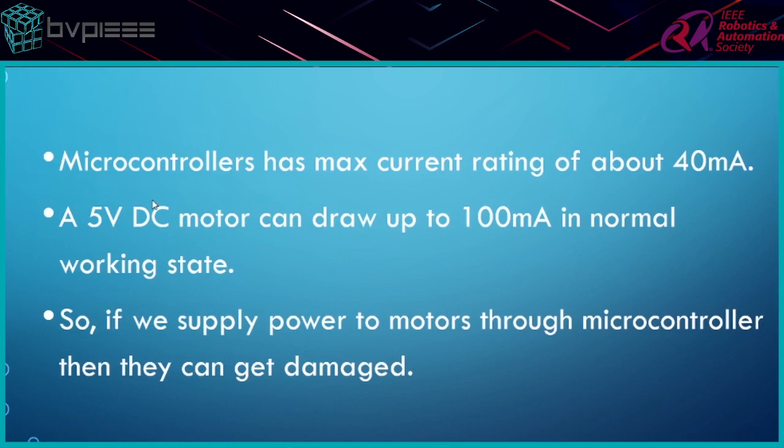We need motor driver because a microcontroller has a maximum current rating of 40 milliampere or maybe 60 milliampere, while a normal 5 volt DC motor can draw up to 100 milliampere of current in normal operation, and a high power motor can draw more than 100 milliampere. Because of such a high amount of current, your microcontroller IC can get burned, due to which your microcontroller will get permanently damaged. So that's why we use a motor driver to power up DC motors.